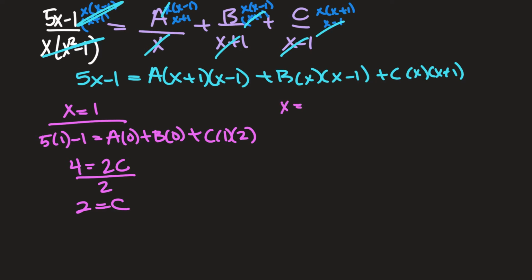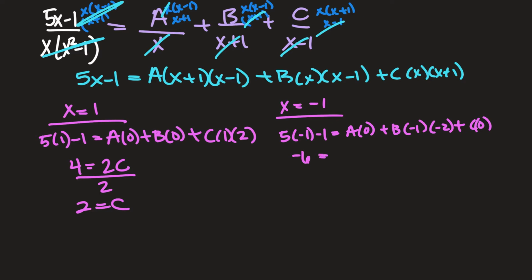Then I'm going to choose x is equal to negative 1. So I have 5 times negative 1 minus 1. So that negative 1 is going to make this one go to 0 and this one go to 0. So I have a times 0 plus b times negative 1, negative 2, plus c times 0. So that'll be negative 6 is equal to 2b. So negative 3 is equal to b.